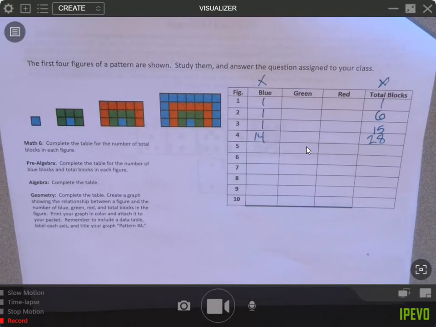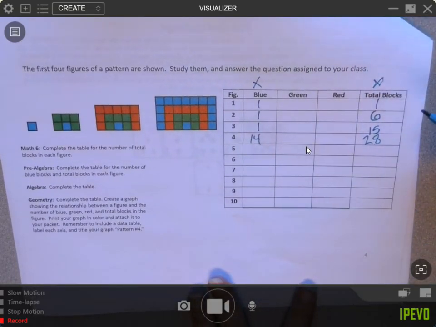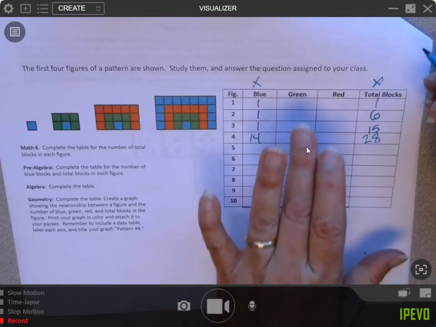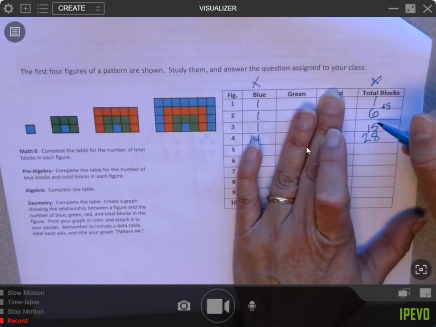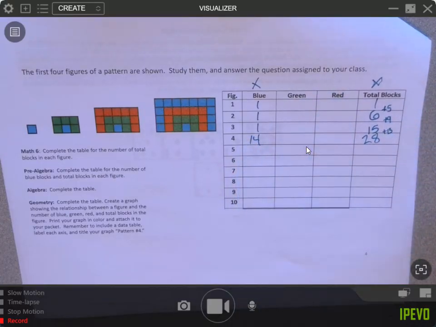First thing I do is I look at it and say, what's my pattern for that total blocks? There could be multiple patterns in here. The one that I found, first I always look, are there perfect squares? Because I know a lot of times this page has perfect squares. There's not, unfortunately. But I look to see how did I go from 1 to 6? I added 5. Then 6 to 15, I added 9. 15 to 28, I added 13.